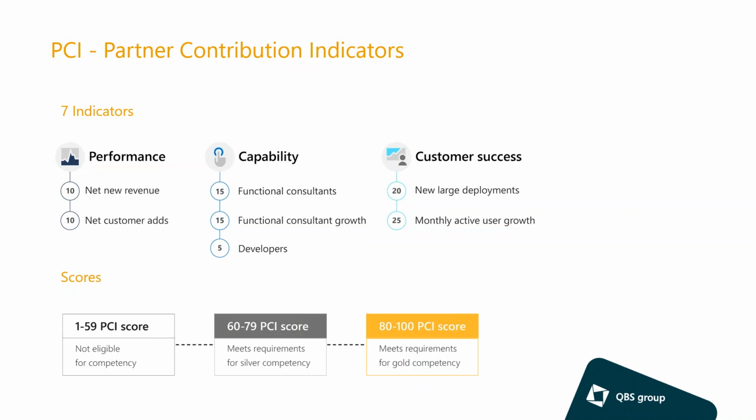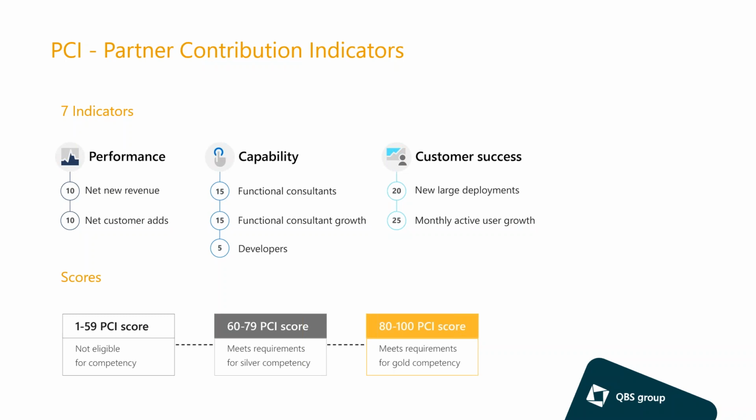And Microsoft has introduced the partner contribution indicators on 3 areas, which are performance, capability, and customer success. And here you see the 7 indicators with the maximum amount of points you are able to get on that specific part. And then the total number of points will guide you through. If it's below 60, of course, no competency at all. And between 60 and 79, you get the silver status, and above 80, you get the gold status.